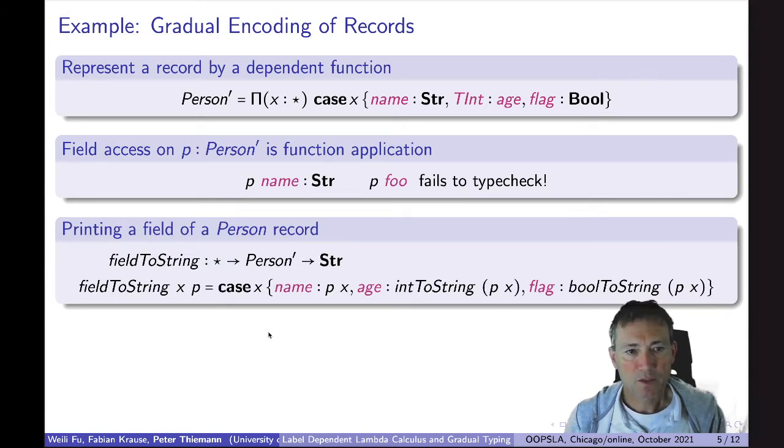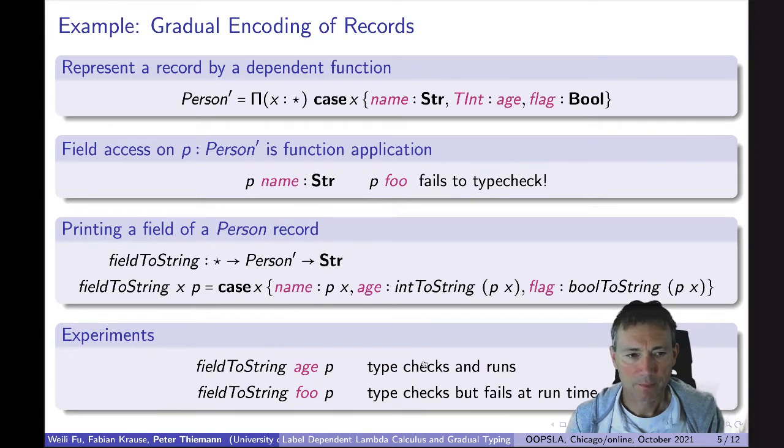Also, the printing of a person record can be lifted. So now the type of field to string is dynamic to person prime to string. Well, obviously you can now apply person prime to an X because it has type dynamic, and all the other things work out as well.